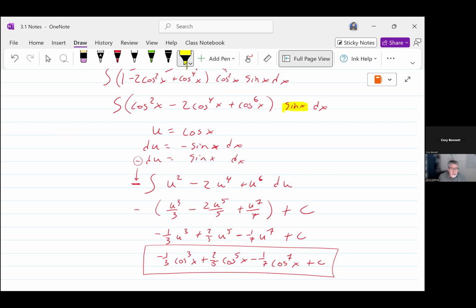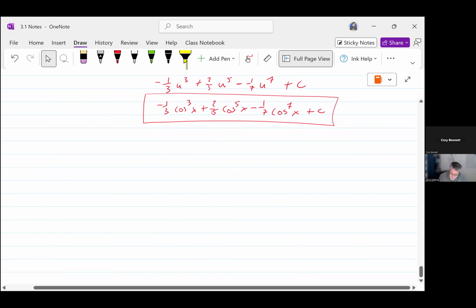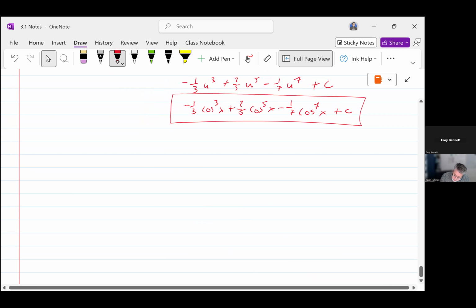Okay, are we ready to move on to the next one? Anybody still need more time on this? Okay. Let's move on to the next one. Okay, this one we're going to have limits of integration.